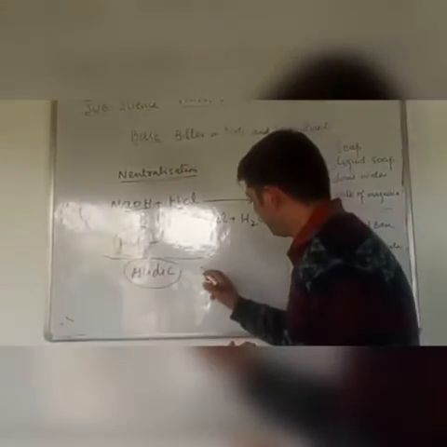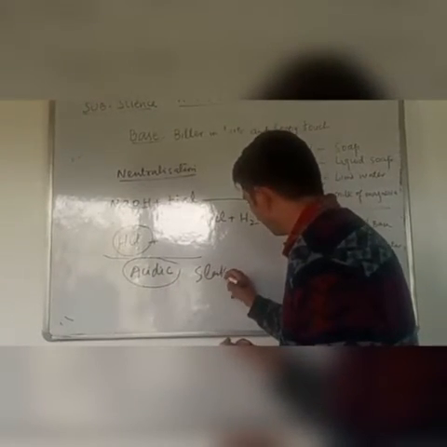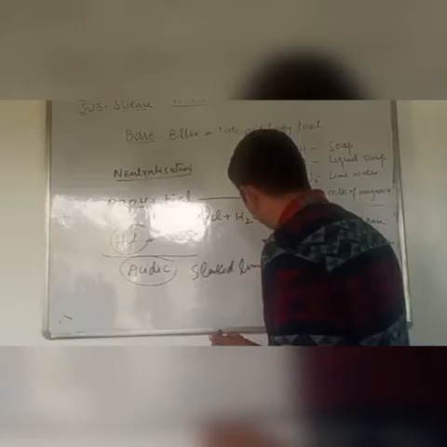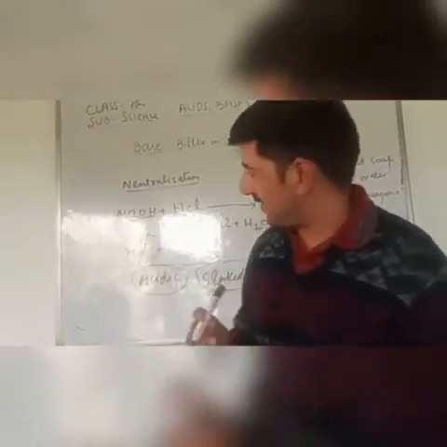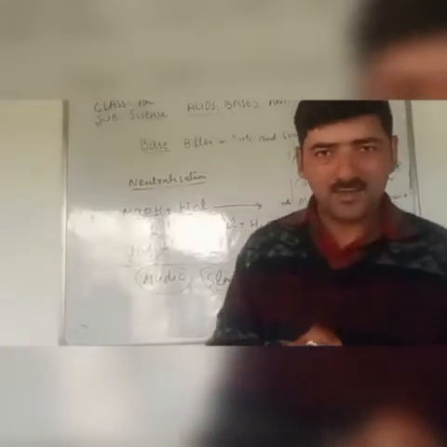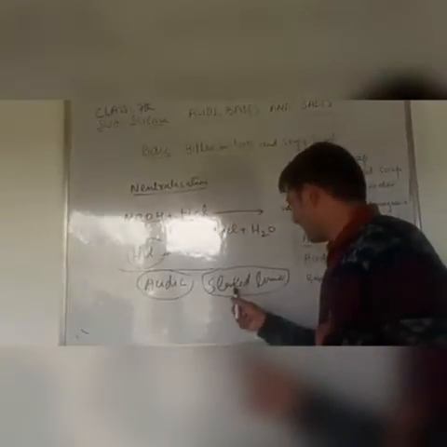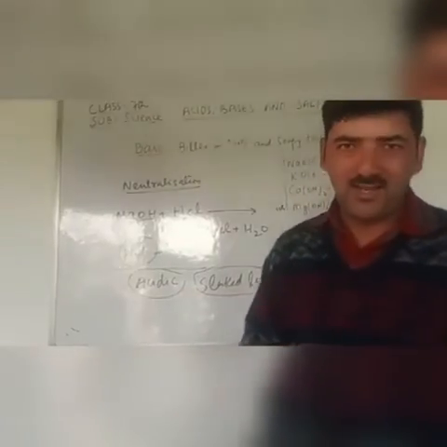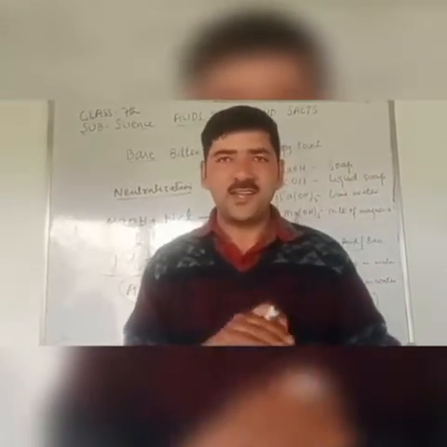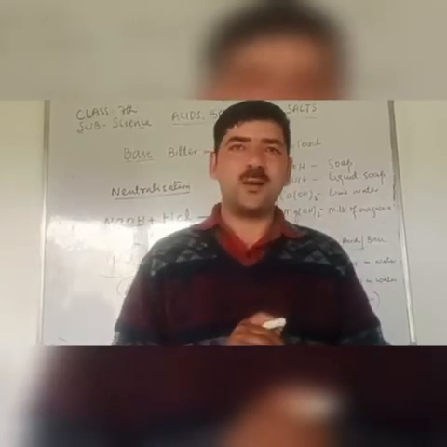is add slaked lime. This slaked lime is added to the soil. Slaked lime is a base. So this slaked lime neutralizes the acidic nature of the soil. Okay, and the soil gets neutral, which is good for the growth of plants.